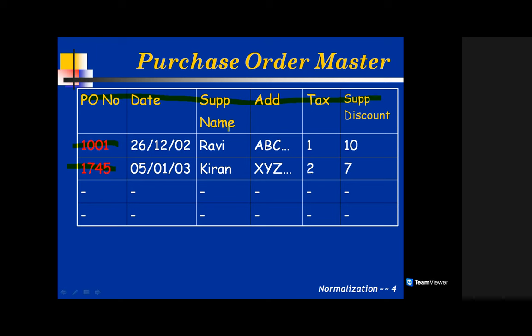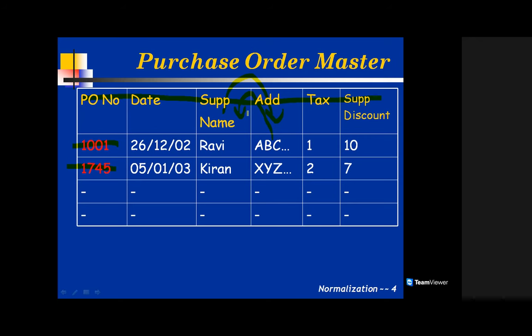We had learned this transitivity in mathematics. If A equals B, B equals C, definitely A equals C. That is the law of transitivity in mathematics. The same law you have to apply here on non-key columns. So supplier name, Ravi, will have this address and this address belongs to Ravi. That means I am dependent on you, you are dependent on me. This should not be the case. The third normal form says there should not be any transitive dependency.